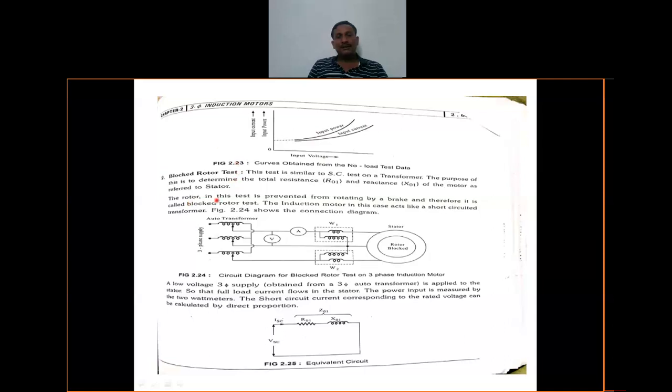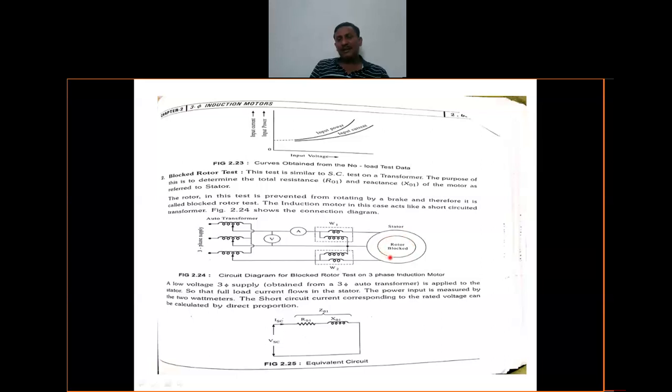Now the block rotor test. This test is the same as the transformer short circuit test. Transformer short circuit test, here block rotor test. The same diagram here. This is a three-phase induction motor stator. Block rotor means the rotor is blocked with the help of a belt arrangement.